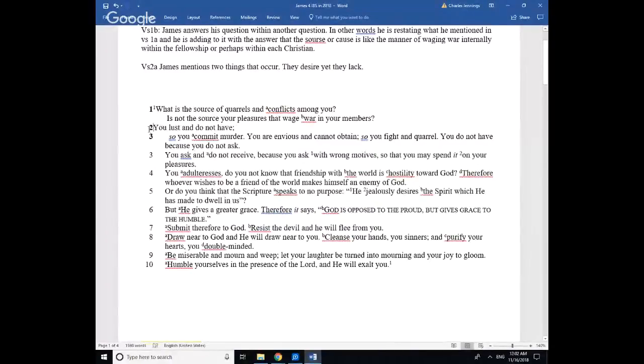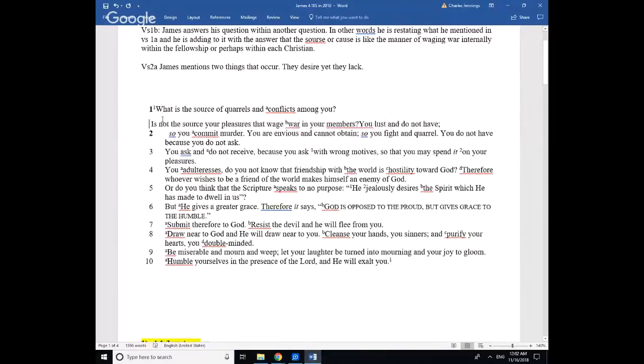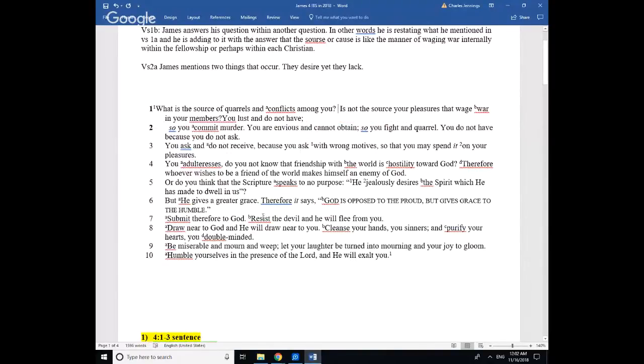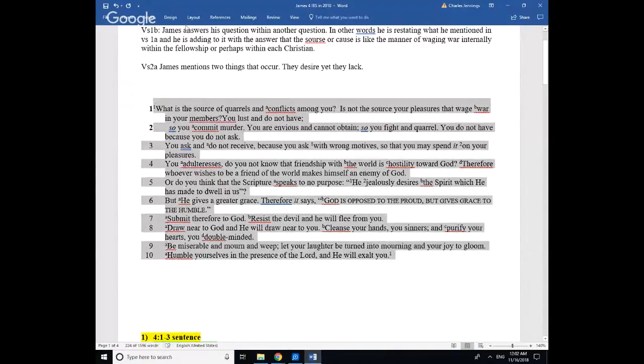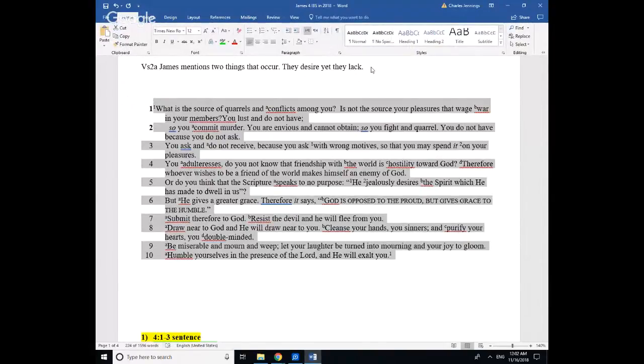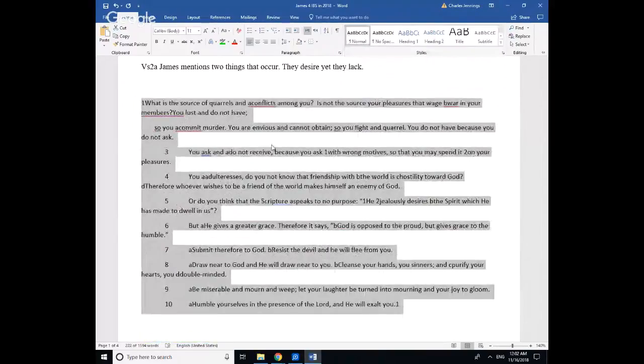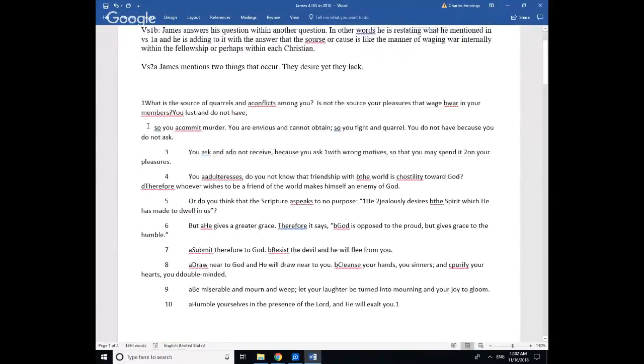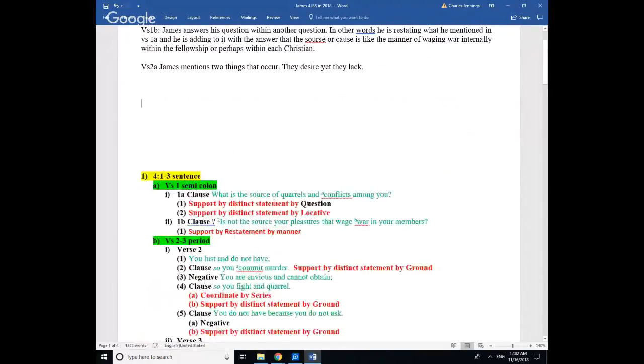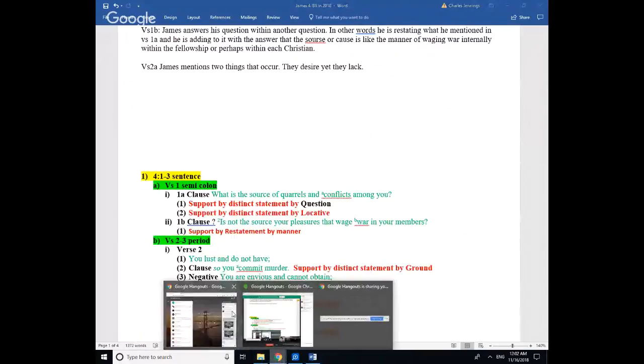I do not like using the NASB from Logos because it keeps doing this. I know how to fix it though. Home, here, clear formatting. Oh my goodness, that's even worse. Okay, I'll get it. Be patient.